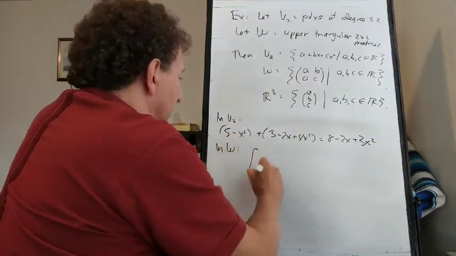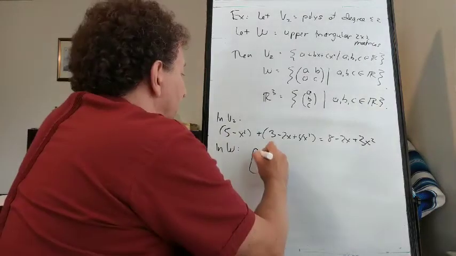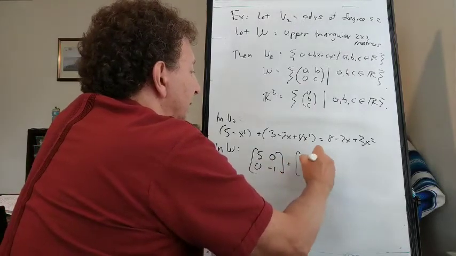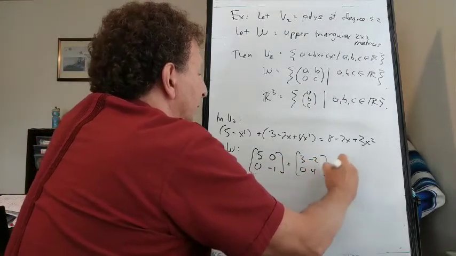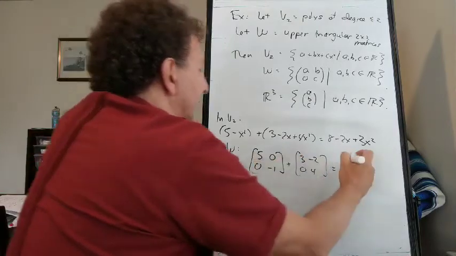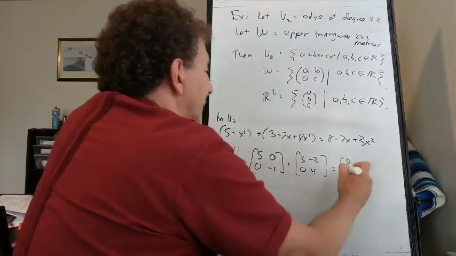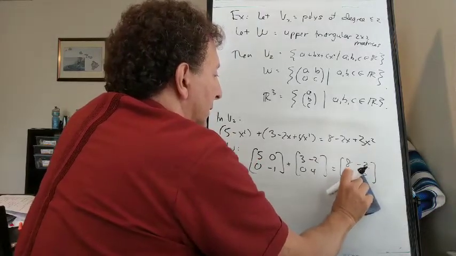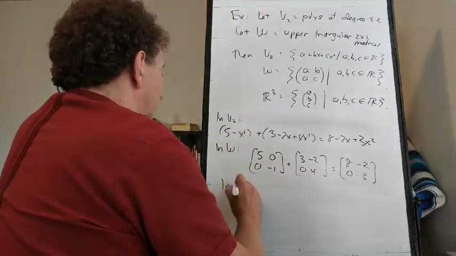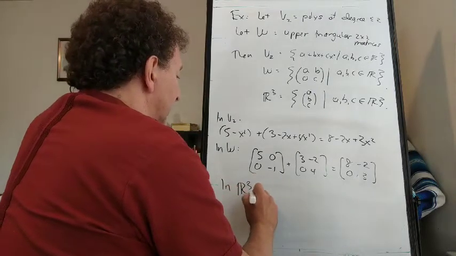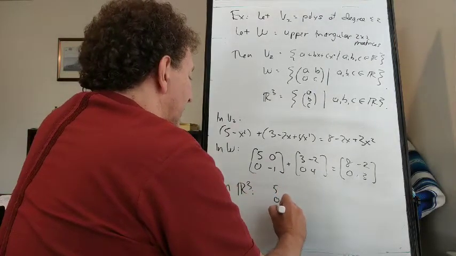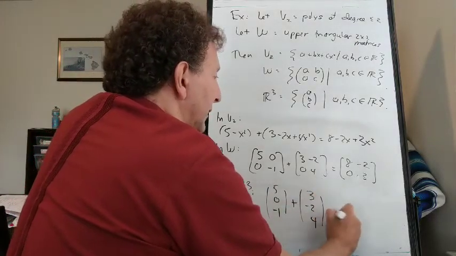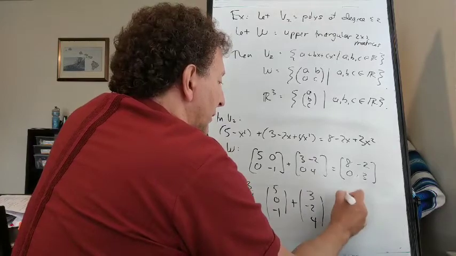In W, 5, 0, 0, negative 1 plus 3, negative 2, 0, 4 equals 8, negative 2, 0, 3. And then in R3, 5, 0, negative 1 plus 3, negative 2, 4 equals 8, negative 2, 3.